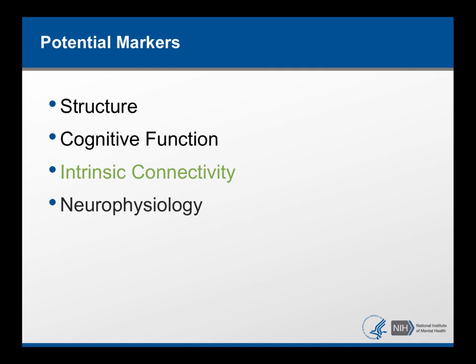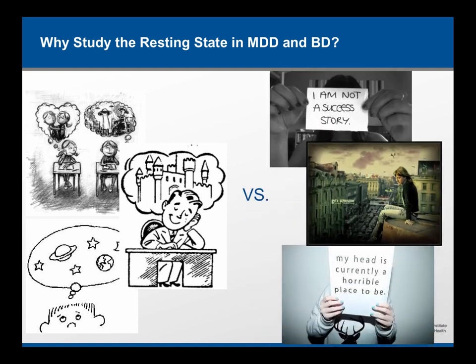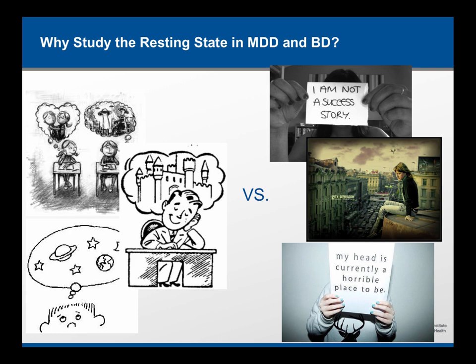Another potential marker is intrinsic connectivity. The way we do intrinsic connectivity studies or resting state studies is we basically put people in the scanner with no task. And so people end up doing lots of things. They end up planning, thinking about their day, thinking about loved ones, daydreaming. And as you might imagine, the experience can be very different for someone who is depressed.